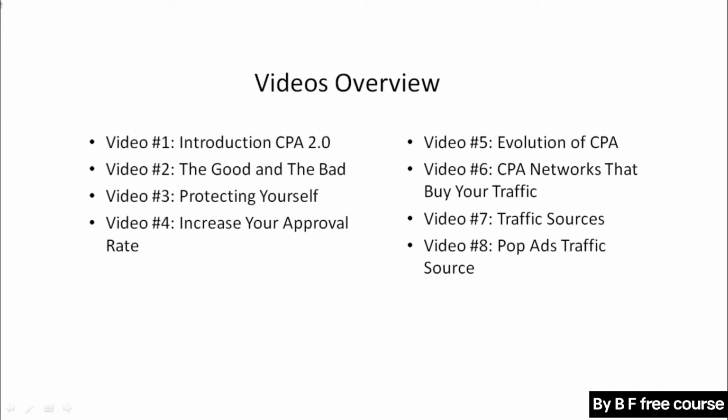And of course, video number 5, we'll talk about the evolution of CPA. Video number 6, we'll talk about CPA networks that buy your traffic. So number 6 is kind of a bonus in terms of monetization. And video number 7, we'll talk about traffic sources. Video number 8, we'll talk about pop ads traffic source.